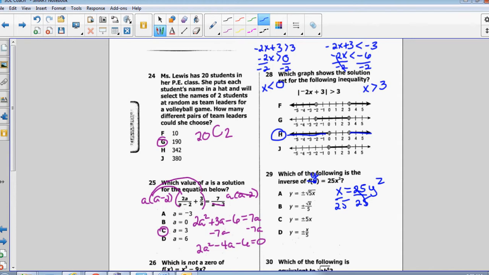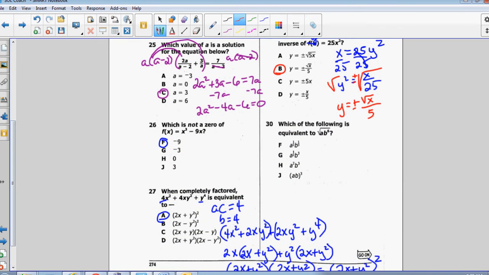So now I have y squared is equal to x over 25, and then I'm going to square root both sides. And when you solve by taking the square root, remember to put a plus or minus in front. So I have plus or minus and a big square root. So y is going to be plus or minus the square root of x, and I actually know that the square root of 25 is 5. So that matches answer B.